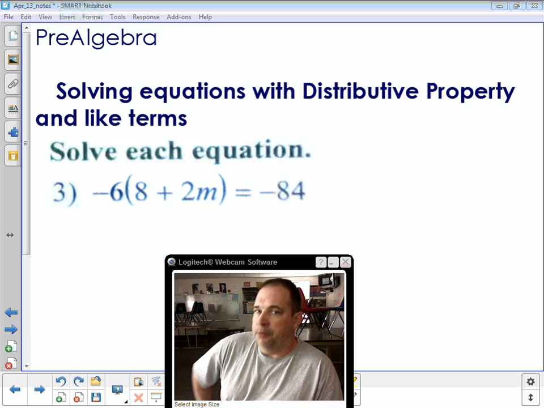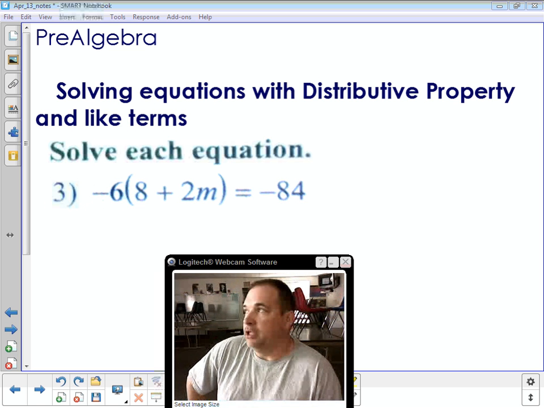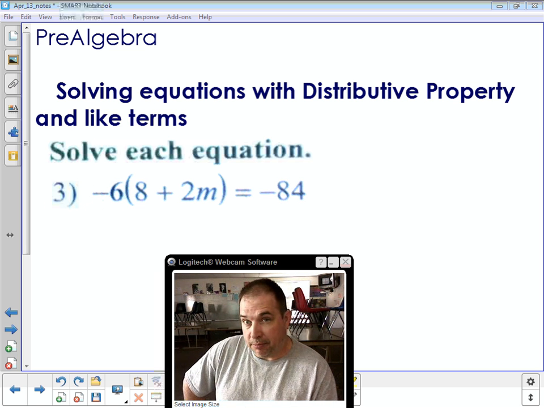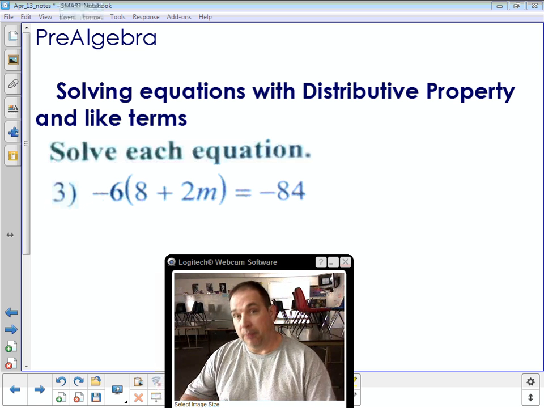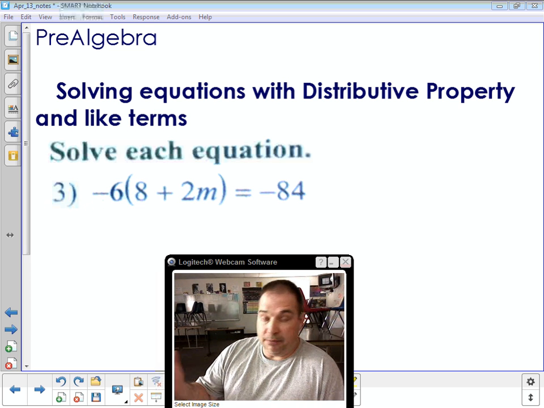All right, pre-algebra, we're back for more solving of equations. This time the distributive property is going to be there, and we're going to have like terms. So it's going to be the combination of when we had the distributive property and like terms. I've handpicked, again, 5 problems out of your assignment that I'm going to work through here.